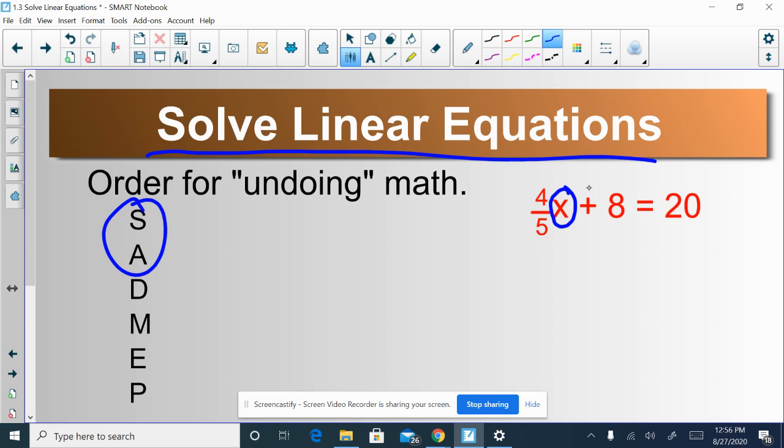Now, the way that we're going to decide what we're going to undo first is we're first going to look for subtraction or addition to undo, and we do have a plus 8 here. And in order to undo it, we're going to do the opposite of add 8. And the opposite of adding 8 would be to subtract 8.